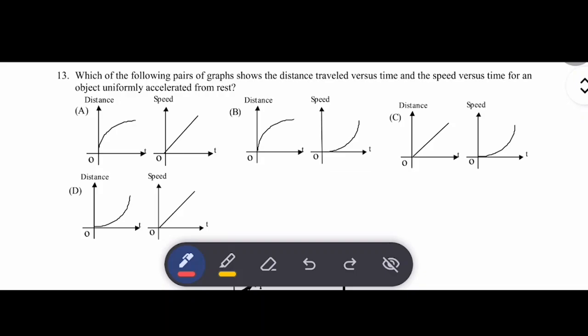Today we'll be going over question 13 in the MIT AP Physics 1 workbook, which will be in the description down below for you guys to follow along. And with that being said, let's go with question 13.